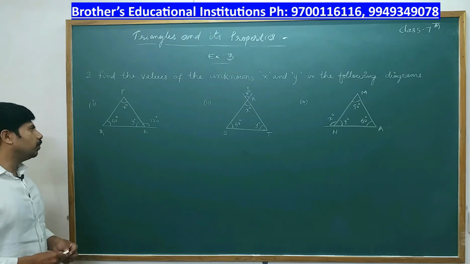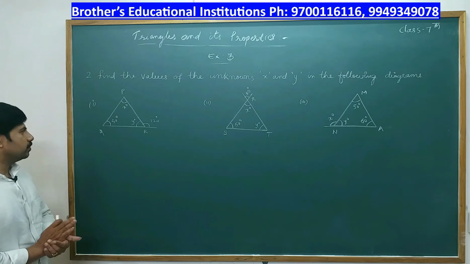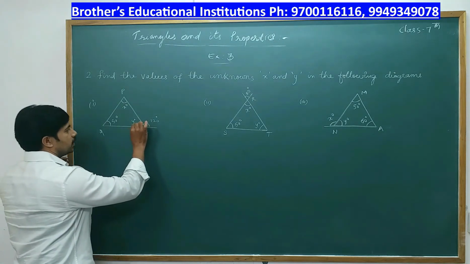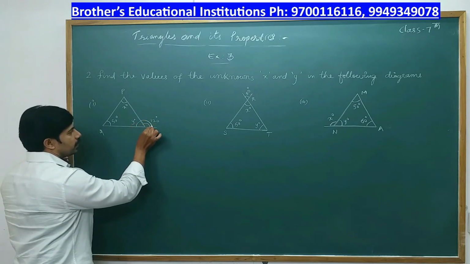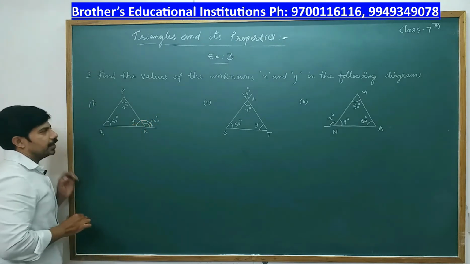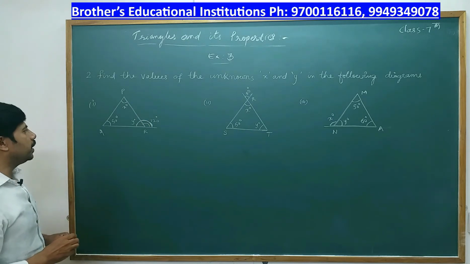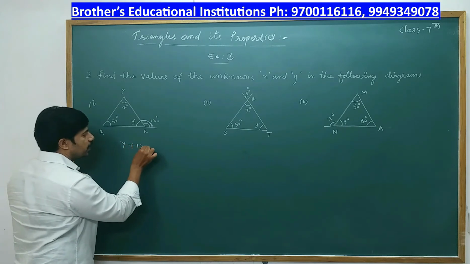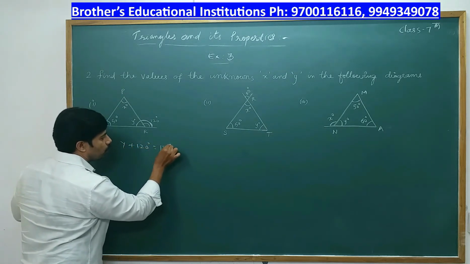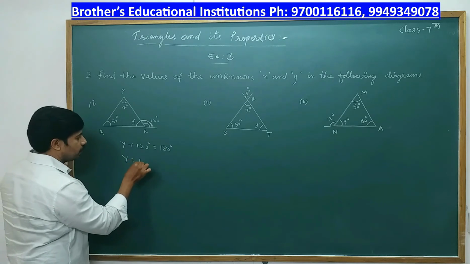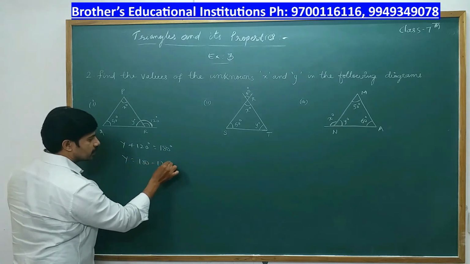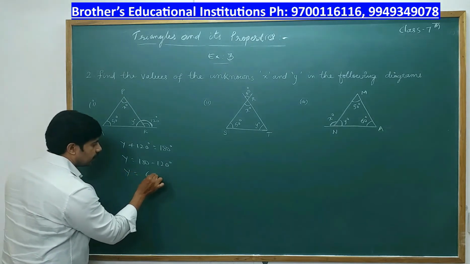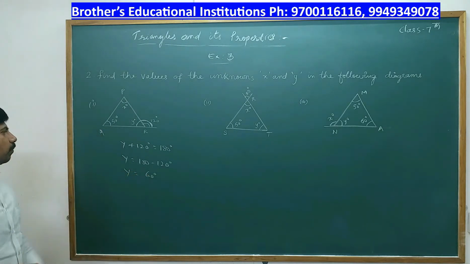So first what we do is we'll find out y. How to find out y? See, this is nothing but a linear pair. We can say angle in a straight line is 180 degrees. So we can say that y plus 120 degrees is equal to 180 degrees. So y is equal to 180 degrees minus 120 degrees. So y will be 60 degrees. So we got y as 60 degrees.